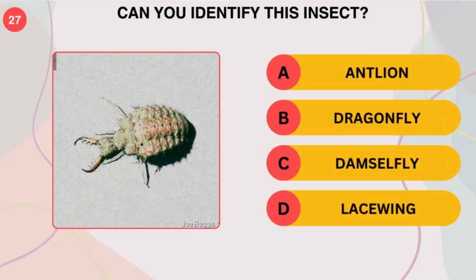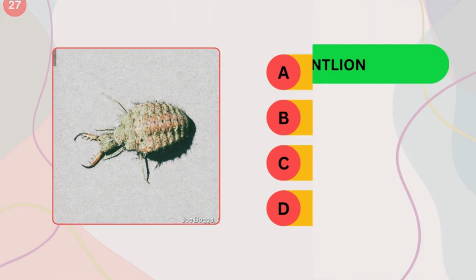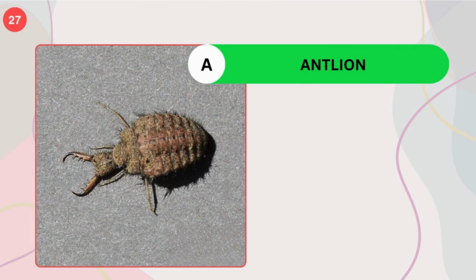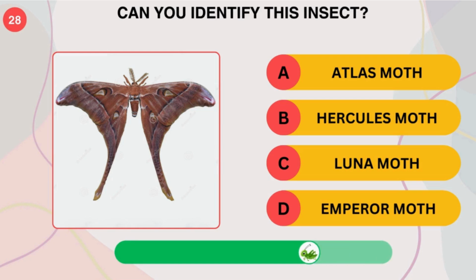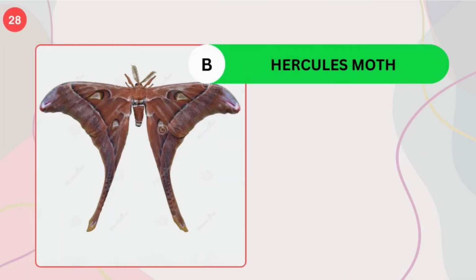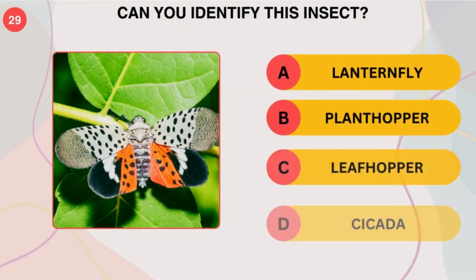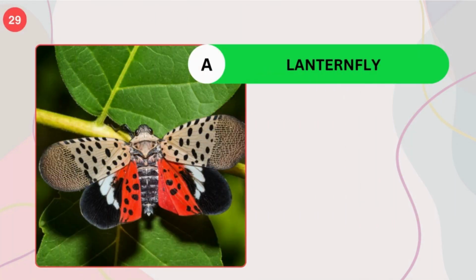Can you identify this insect? Antlion. Can you name this insect? Hercules moth. Next question. Can you name this insect? Lanternfly.